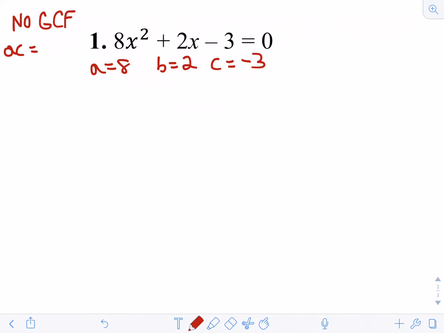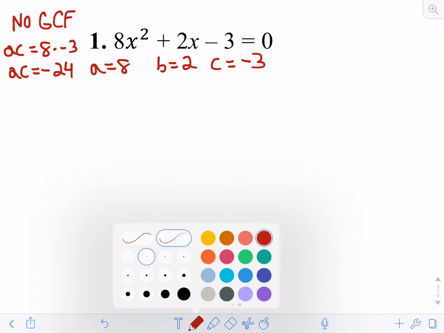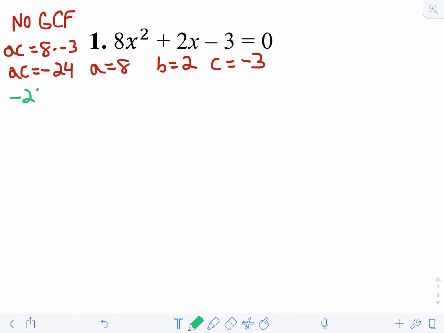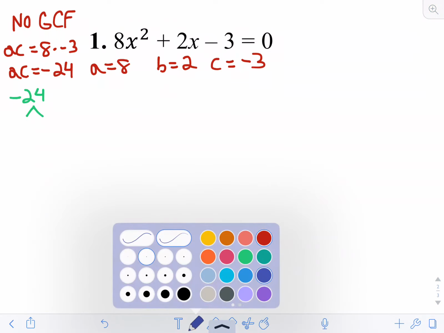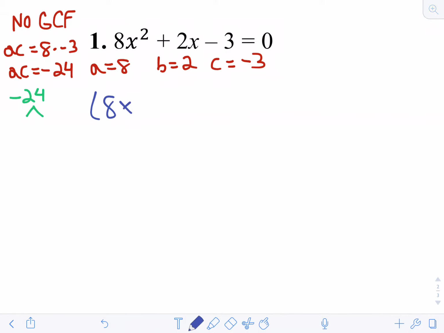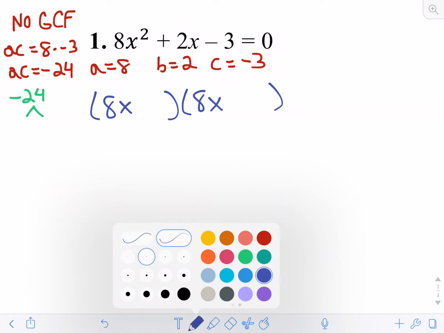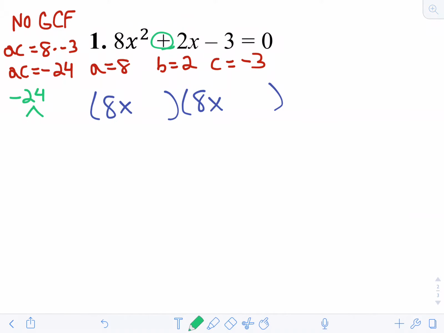So AC is equal to 8 times negative 3. AC is equal to negative 24. Okay, before I figure out what two numbers can go in negative 24 that multiply to give me negative 24 and add to get 2, I'm going to rewrite this. So we're going to have 8x plus or minus something, 8x plus or minus something, and I'm going to look at my signs. So we have a positive and a negative.